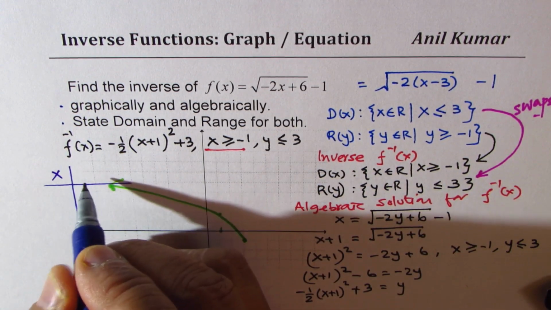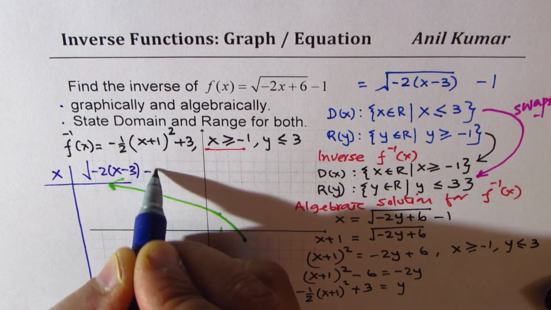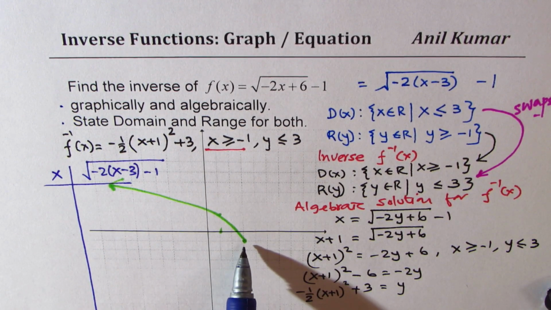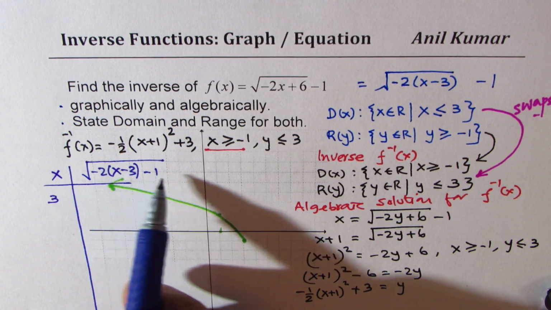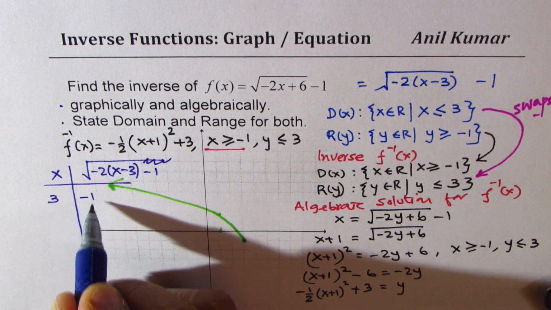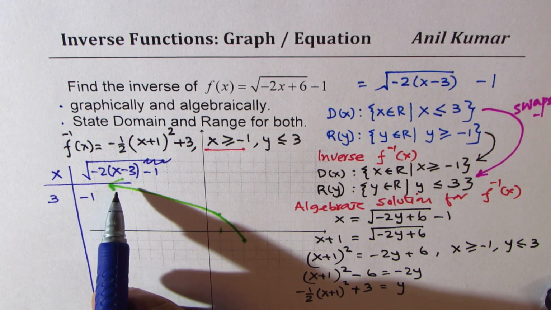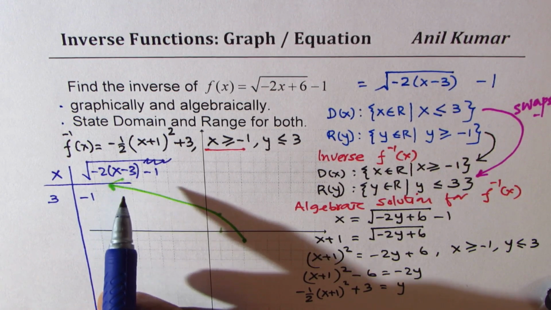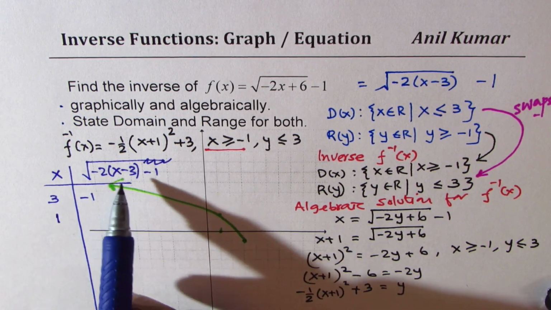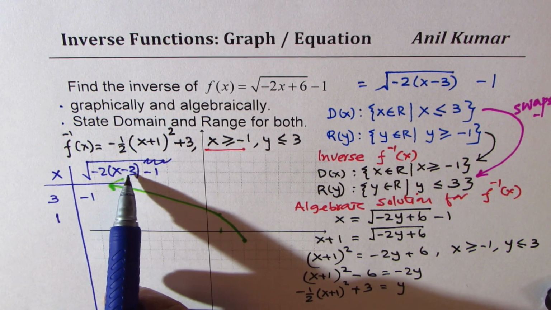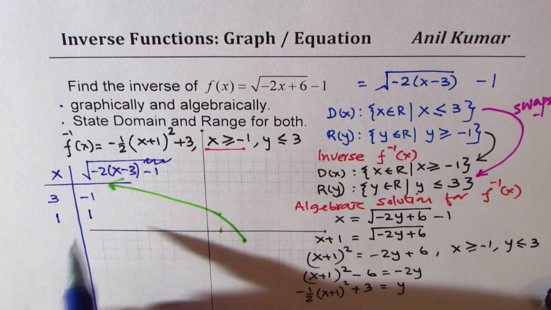So we can write the values of x and then calculate square root of minus 2 times x minus 3, minus 1. Is it okay? We'll begin with 3 since our domain is less than or equal to 3. If I substitute 3 here, we get minus 1. Right? And if I substitute, let us say 1, because we need whole numbers, in that case, 1 minus 3 is minus 2, times minus 2 is plus 4... square root is 2, 2 minus 1 is 1. Correct?